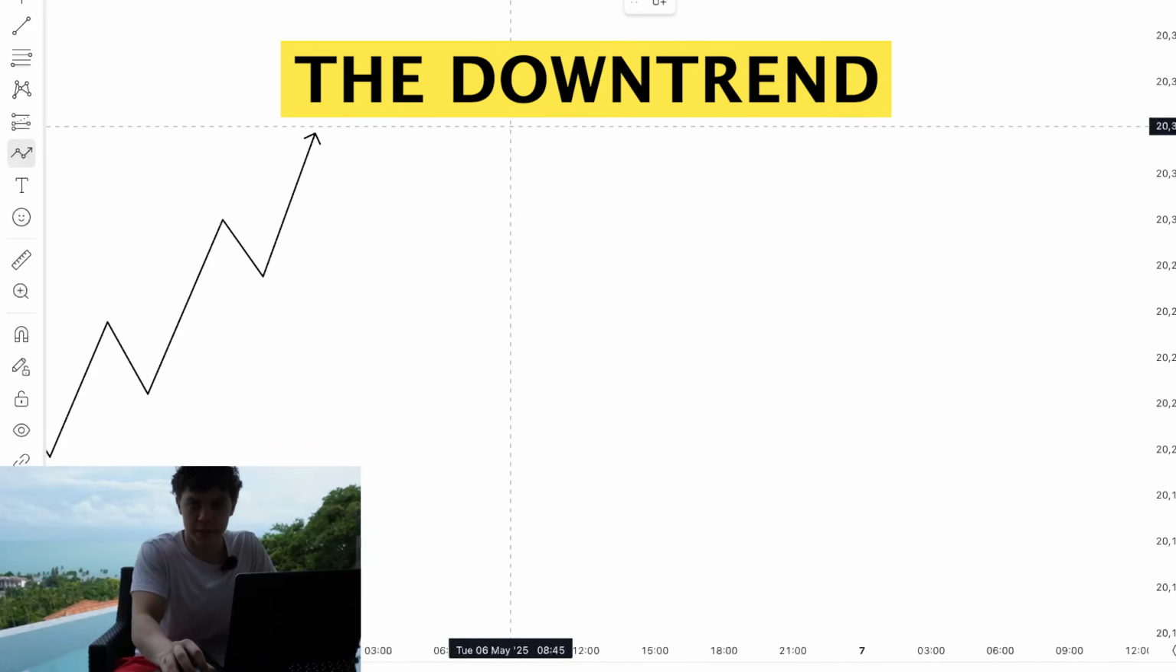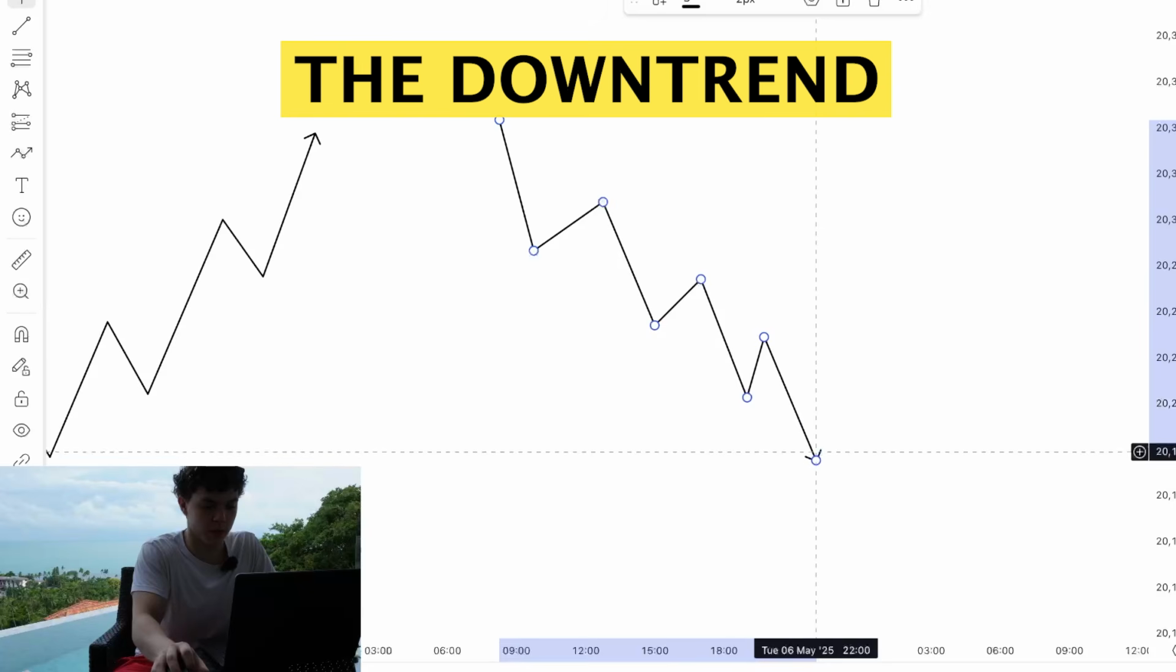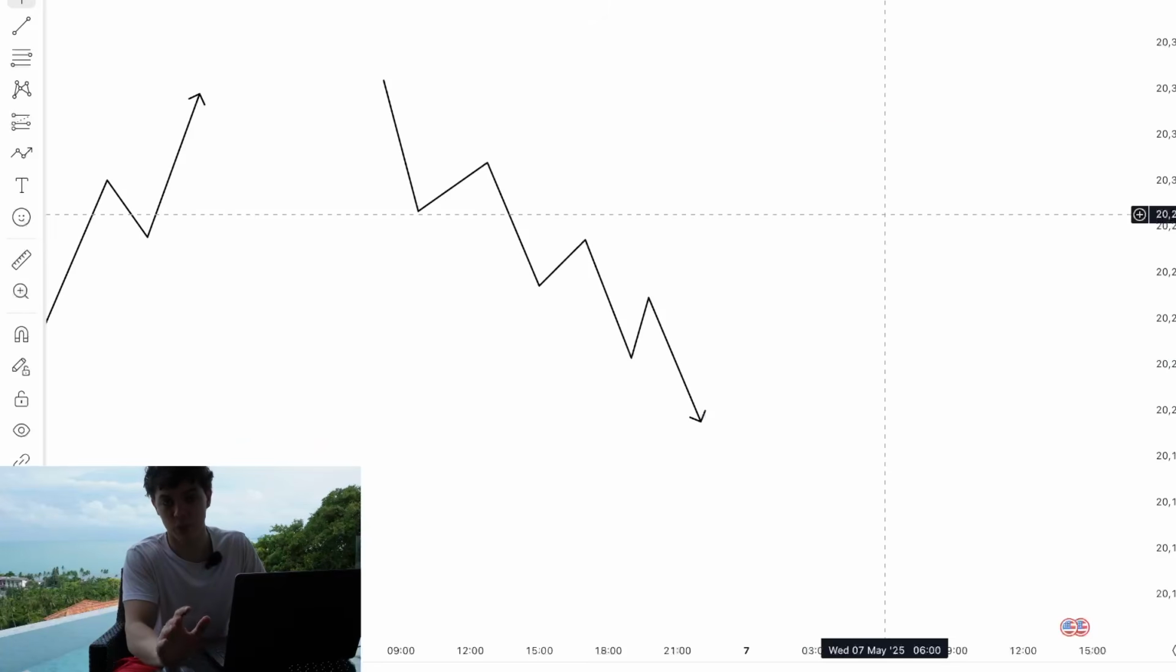And the downtrend, same stuff but to the downside. Low lows, low highs, low lows, low highs, low lows, right? And in this case, we obviously have to look for shorts.